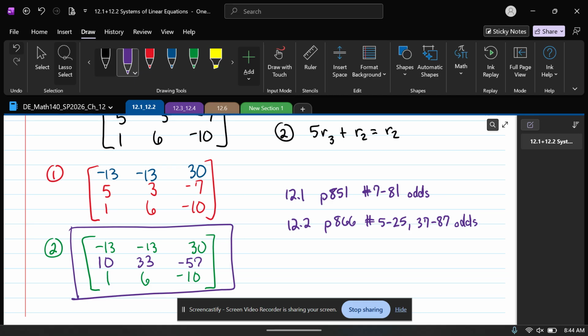So all you've got to do is follow the directions for row operations. They're going to tell you what to do. I'm not asking you to make up your own row operations. They're going to give them to you. You just follow the directions. That's a pretty easy thing.